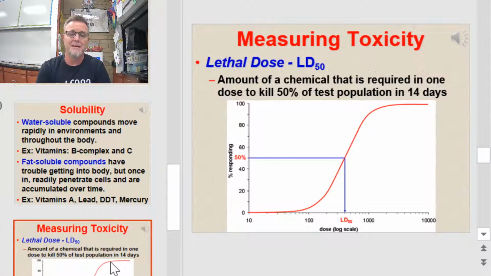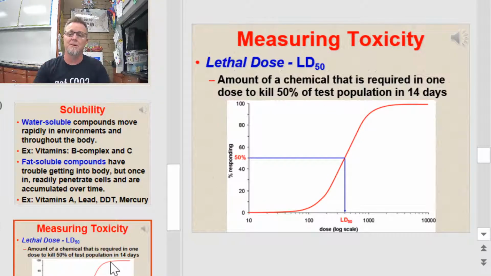Next thing we got to look at is how we measure toxicity. Measuring toxicity is usually done through what we call an LD50 experiment. LD stands for lethal dose, and then the 50 is for 50% of your population. So LD50 is how much of a chemical, a material, a gas, however you want to look at it, does your population have to be exposed to in order to be fatal or to kill 50% of the population.